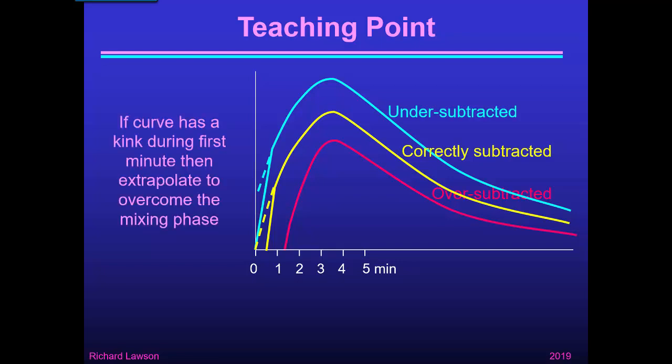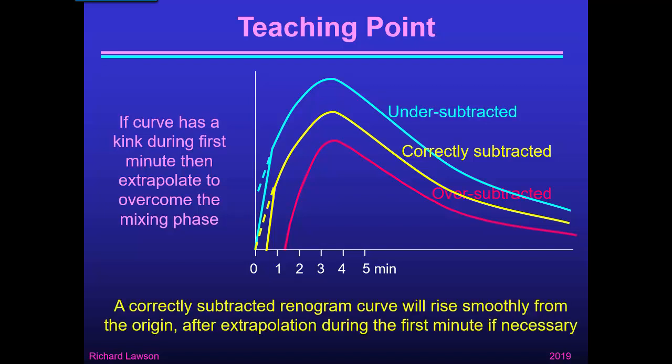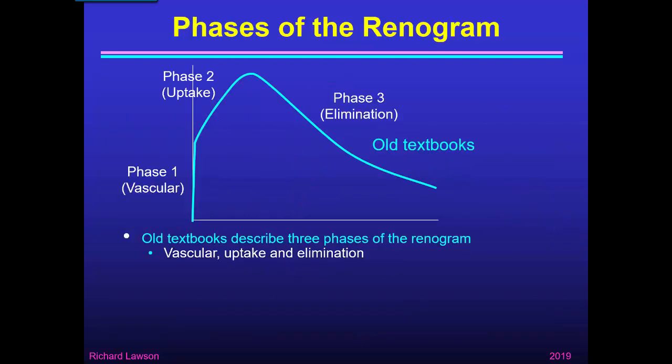So the rule is, if the curve has got a kink during the first minute, then we extrapolate to overcome this mixing phase. And the lesson is that a correctly subtracted renogram curve will rise smoothly from the origin after extrapolation during the first minute, if necessary. So it's something like the yellow curve that you're looking for.